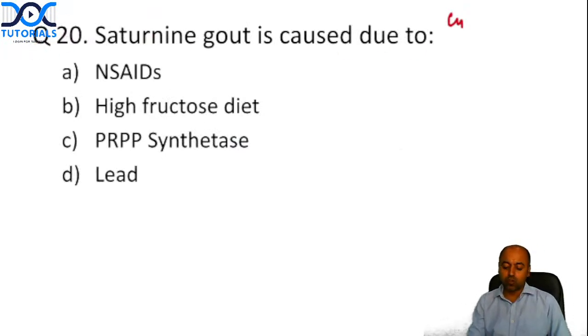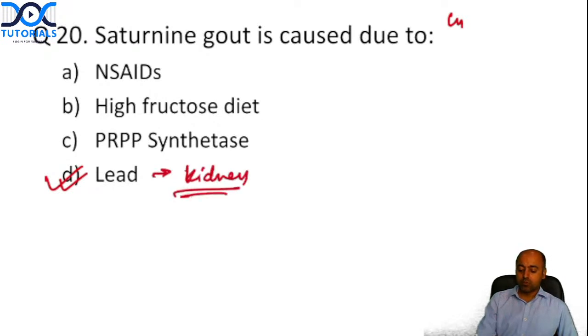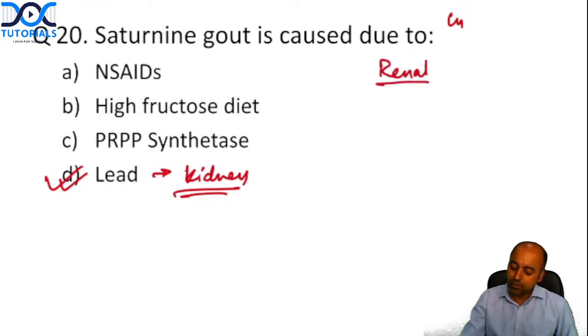Saturnine gout is caused due to lead toxicity. The gout due to lead toxicity which affects the kidney is known as Saturnine gout. The Saturnine gout is a type of renal gout.